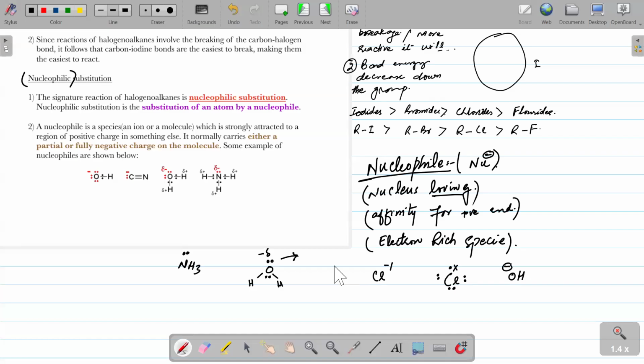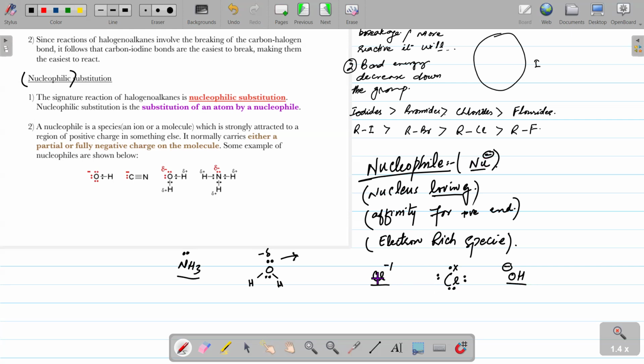So now we have seen nucleophile, which is nucleus loving, or has an affinity for the positive end. You can say electron rich species. So hydroxide, chloride, because they have extra electrons on them. That's why we can call them nucleophile. Just to remember them, we simply represent them like this: Nu with the negative charge.